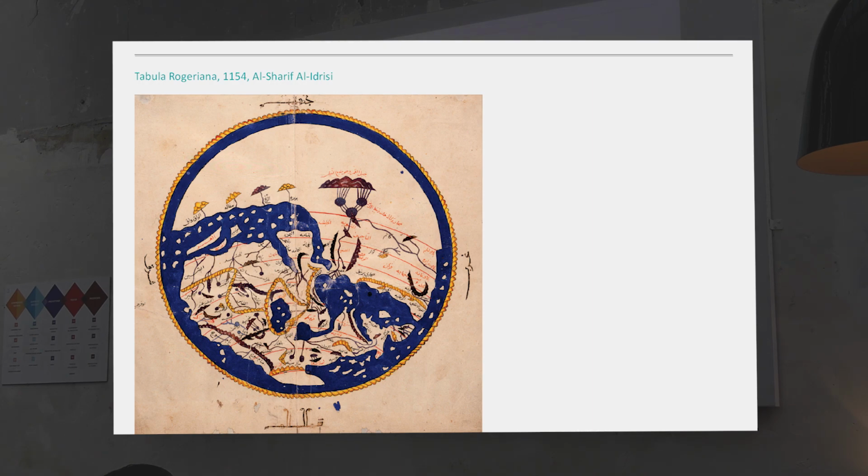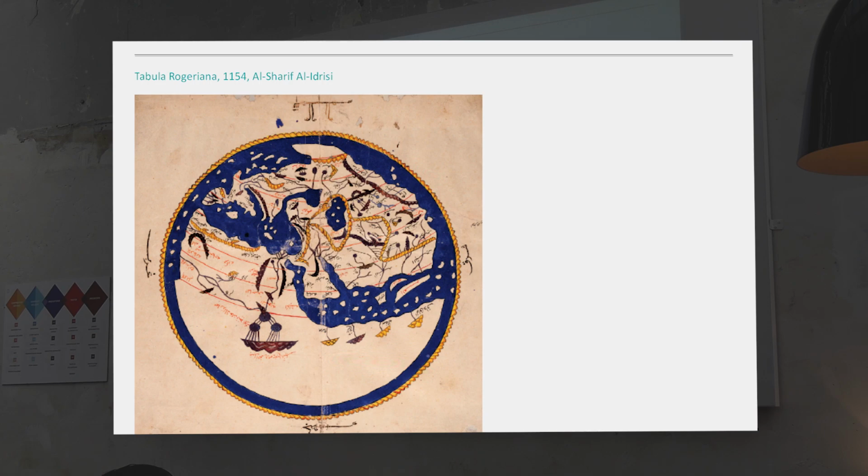Al-Idrisi created this compendium of the known world for King Roger of Sicily. He gathered information from Greek, Roman, Arabic, Turkic, and Christian sources, and his map is oriented towards the south, with Mecca in the center. If we turn it around and we place north at the top, we can recognize the outline of the world we know today, the Mediterranean, Persian Gulf, and the Indian Ocean.